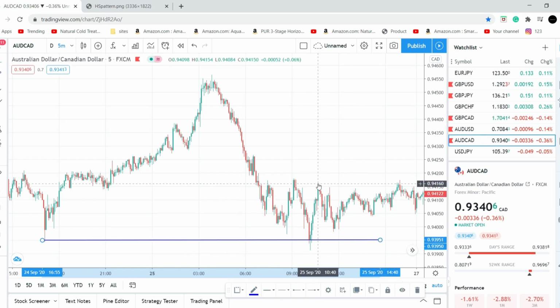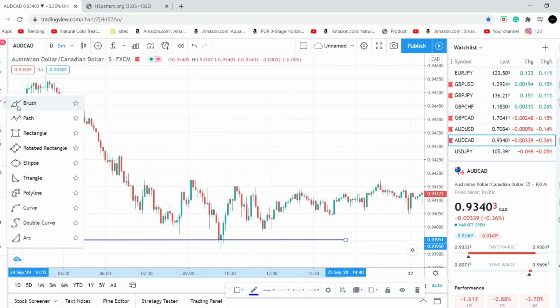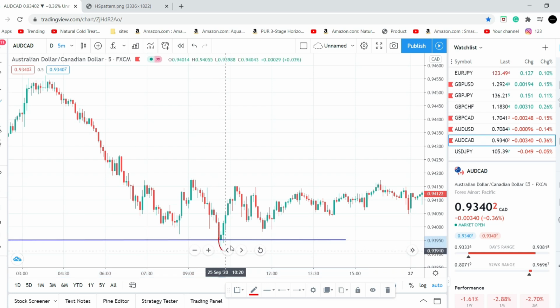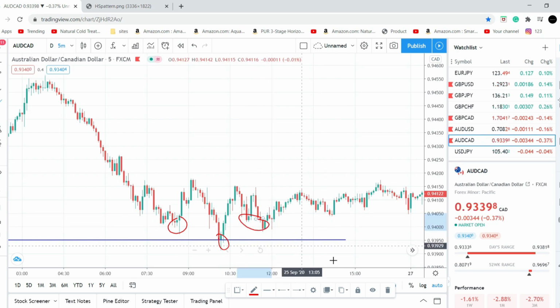It hit support. It bounced up. Okay, so what do we have here, guys? We have a nice inverse head and shoulders right here. Head, left shoulder, and right shoulder. Okay, so what do we want?